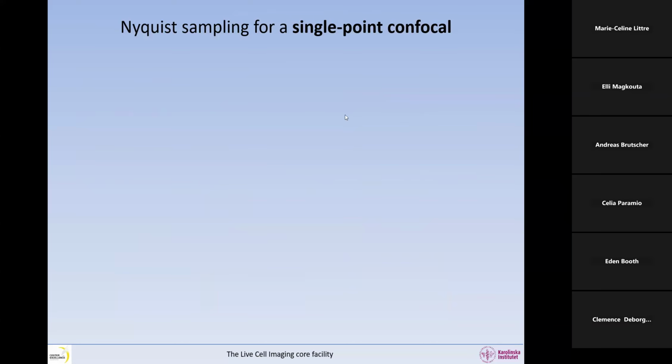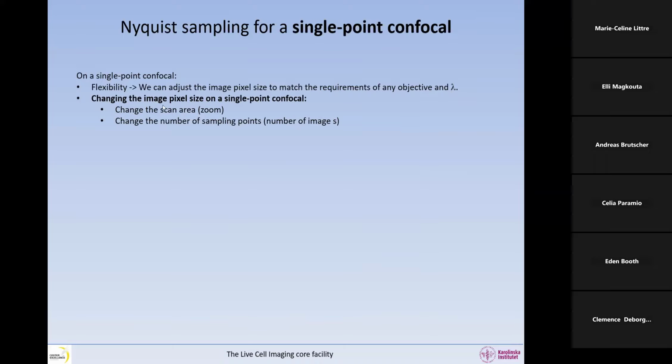Okay, so what happens for a single point confocal then? What are the consequences? On a single point confocal, as we know, the fantastic stuff about single point confocal is the flexibility. We can adjust lots of different things. Like, for example, we can do spectral imaging and everything, but we can also adjust the image pixel size to match the requirement of any objective and any wavelength. So that's a great flexibility.